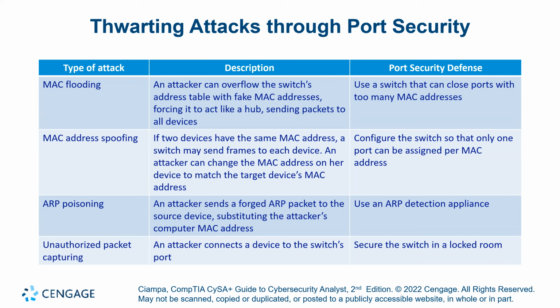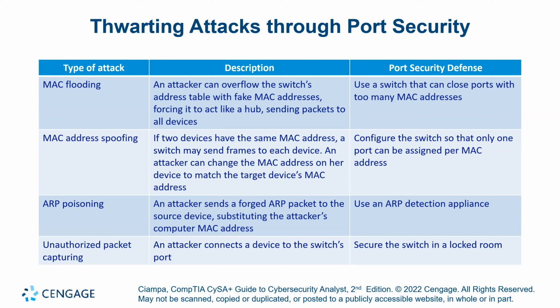MAC address spoofing. If two devices have the same MAC address, a switch may send frames to each device. An attacker can change the MAC address on her device to match the target's device MAC address. And it's really not that hard. There are tons of programs you can get for this. However, you can configure the switch so that only one port can be assigned per MAC address. ARP poisoning. An attacker sends a forged ARP packet to the source device, substituting the attacker's computer MAC address. You can use an ARP detection appliance to thwart that.